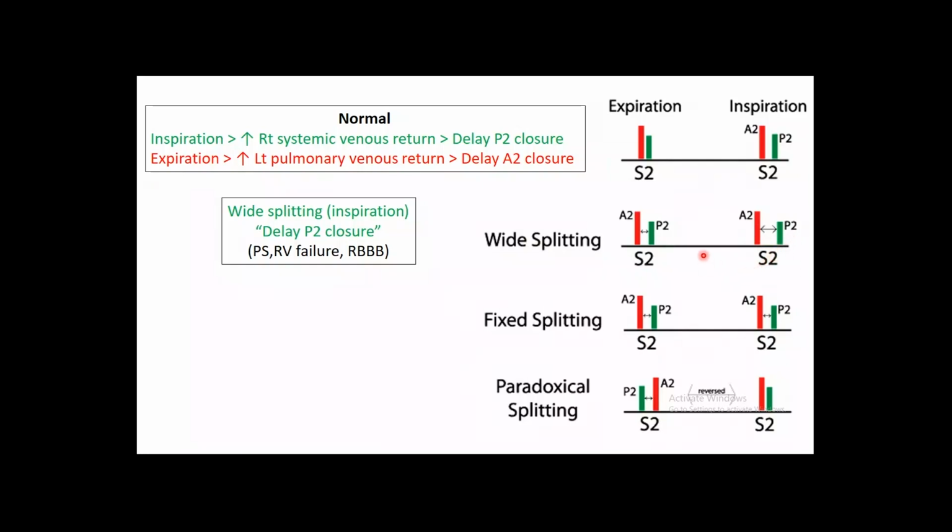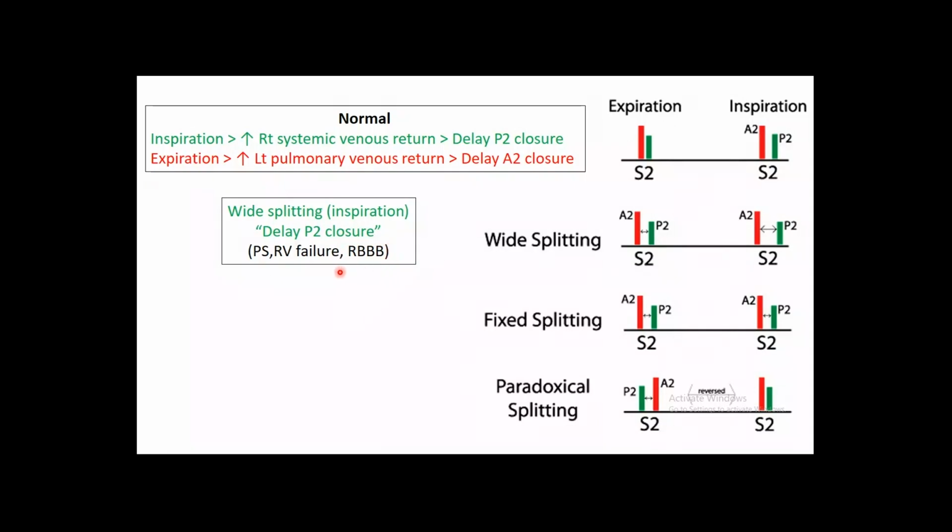As we said, during inspiration there is a little bit of delay of P2, but it is hardly appreciated. When it becomes very clear, while putting the stethoscope over the pulmonary area and asking the patient to take inspiration, we hear a wide gap between the second heart sound components, aortic and pulmonary. This is called wide splitting. Wide splitting is caused by delayed pulmonary valve closure. What are the causes of delayed closure of the pulmonary valve?